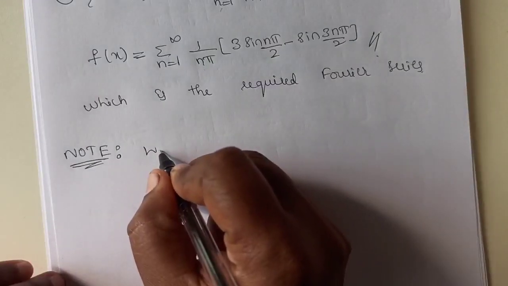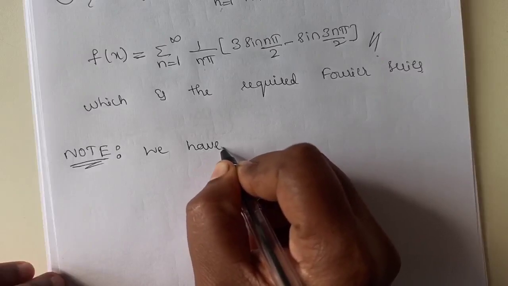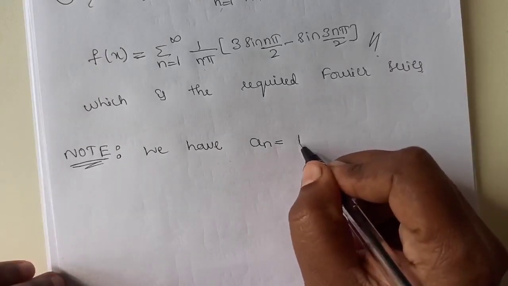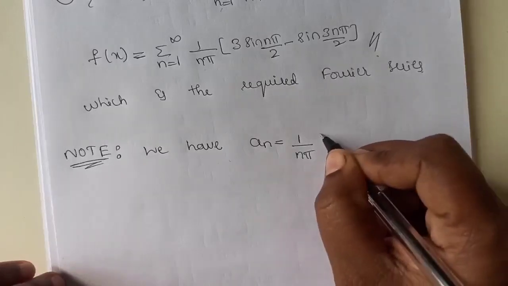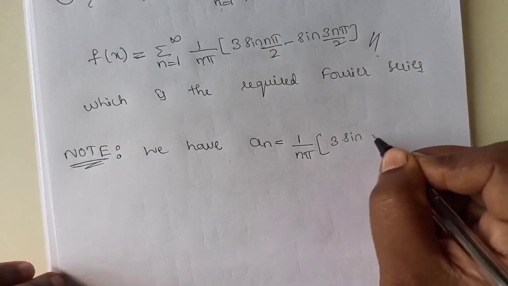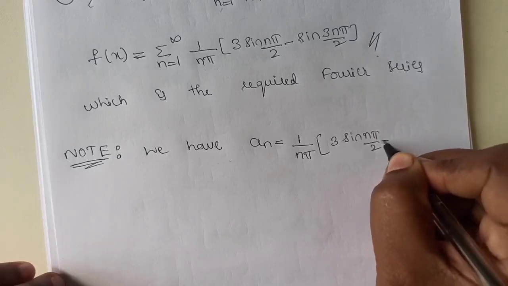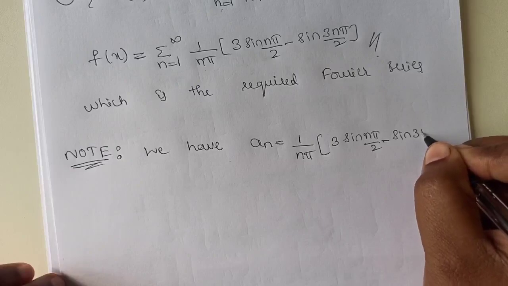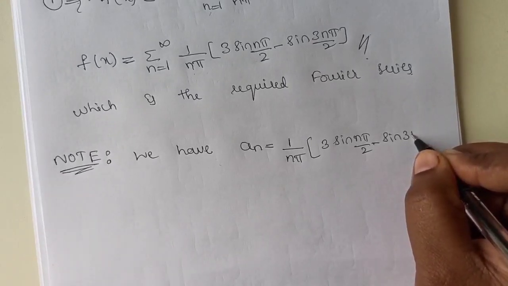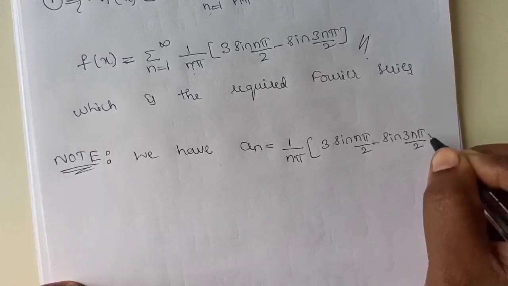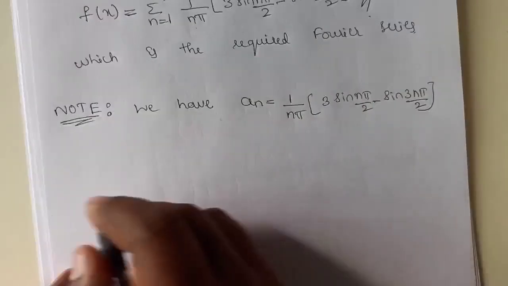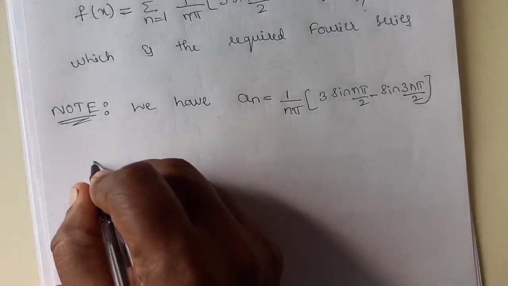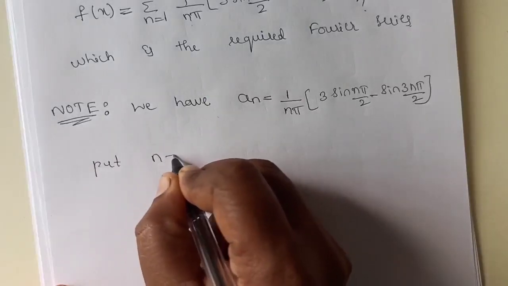We have a_n value is equal to 1 by n pi [3 sine n pi by 2 minus sine of 3n pi by 2]. Now go on substituting n equals 1, 2, 3 and so on. So put n equals 1.